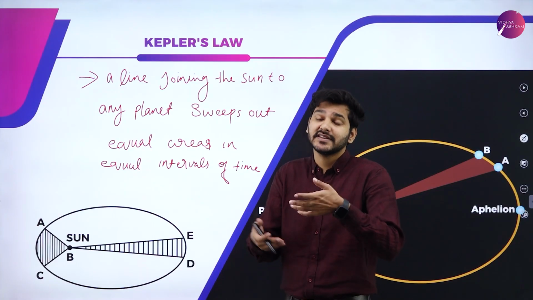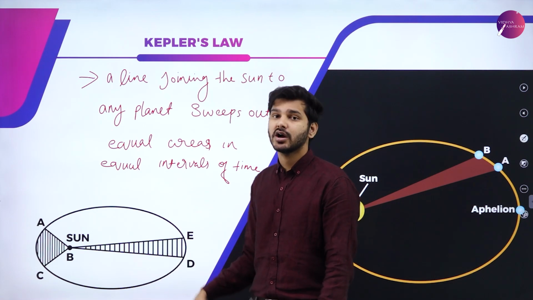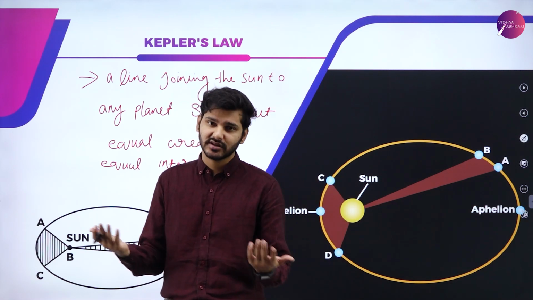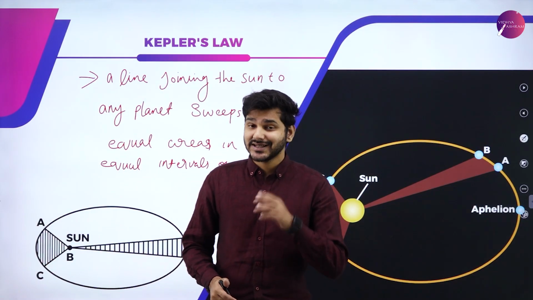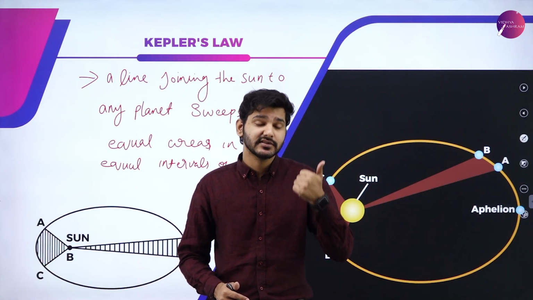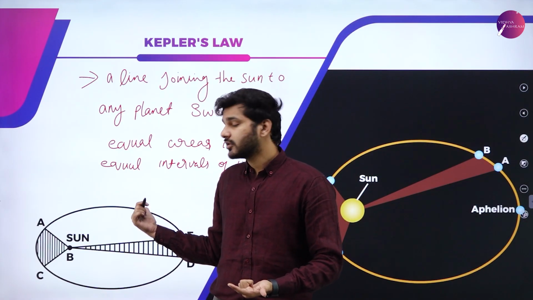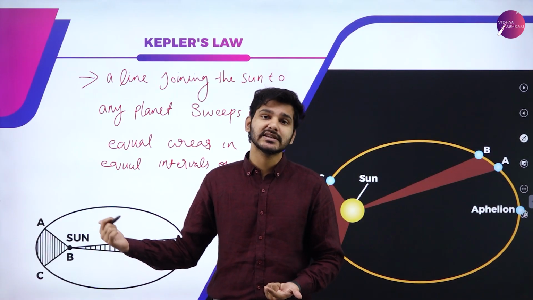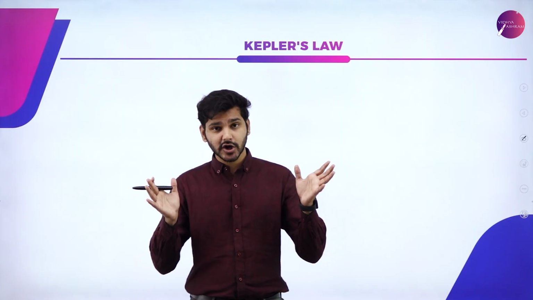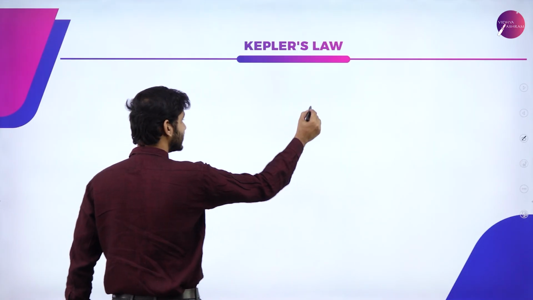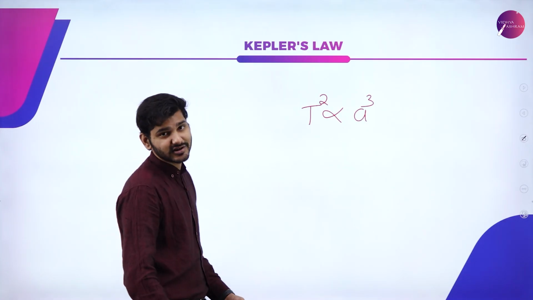Or another way of stating the physical significance is that the planets move faster near the sun and slower away from the sun. That's why some nights are longer and some days are very short. So this is the law of areas, and that is the second law. The first law is that the planets follow an elliptical pattern, and the second law is that the planet sweeps out equal areas in equal intervals of time. And the third law is very complicated because it states T square is directly proportional to a cube. That is the third law.